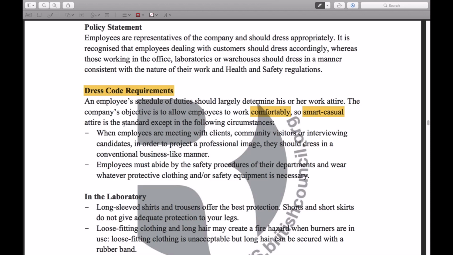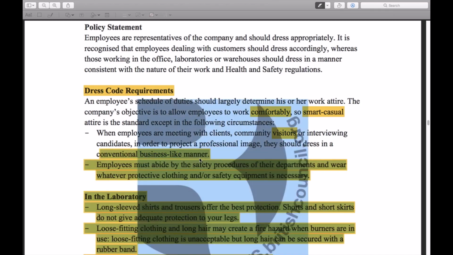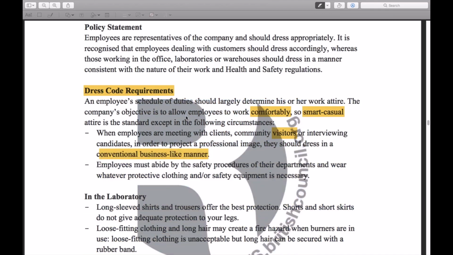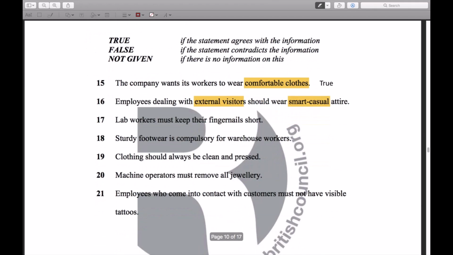So they should wear smart casual except in these conditions. When employees are meeting with clients, community visitors, external visitors, or interviewing candidates in order to project a professional image, they should dress in a conventional business-like manner. Right. So when they're dealing with external visitors, they should dress in a business-like manner, not in smart casual, because smart casual is allowed except in these two conditions. So this is very clearly a false statement because the opposite is true.